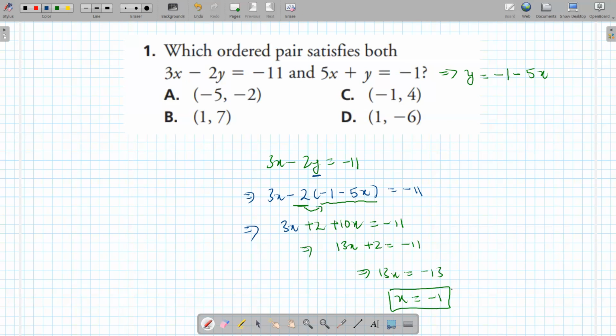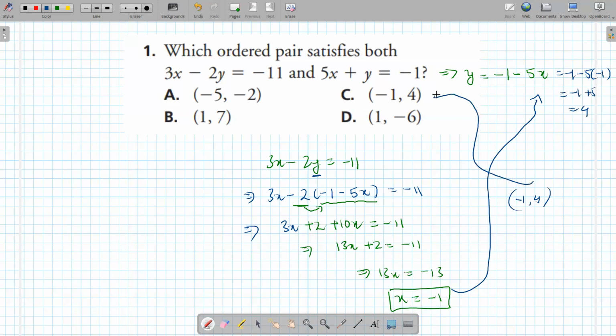To find the y value, plug in x up there. So you get -1 minus 5, and x is -1. So -1 plus 5, that's going to be 4. So the answer is (-1, 4). That's our ordered pair. Ordered pair just means a coordinate, which is option C, and that's going to be the right answer for this question, okay?